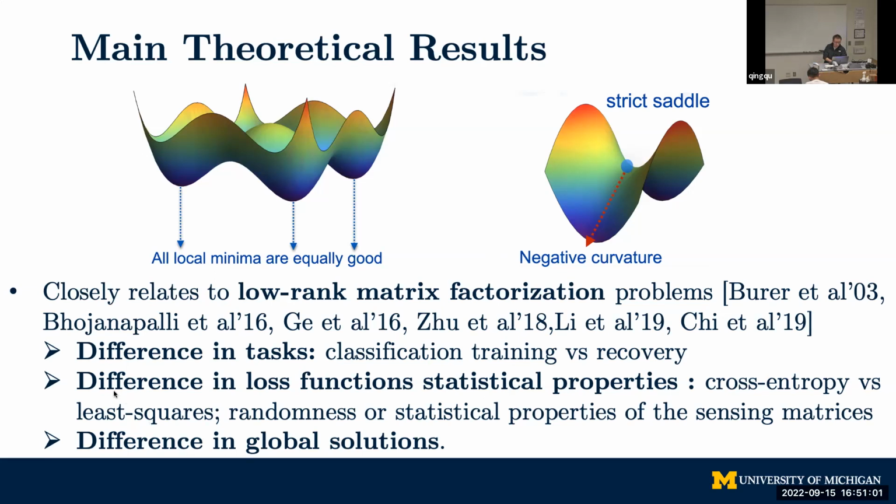And when we consider matrix factorization, often we assume some statistical properties of our sensing matrices. But here, all the analysis is deterministic. And the global solutions here can be viewed as a special case of matrix factorization.